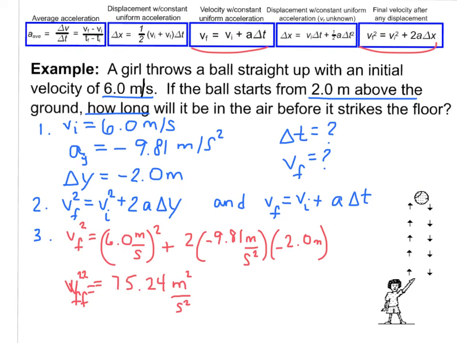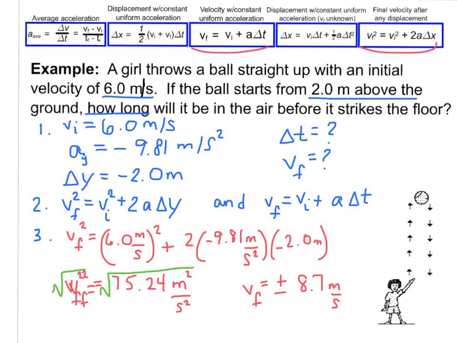That is not the final answer, though. That is the final velocity squared. In order to actually find my final velocity, I need to take the square root of this side and the square root of this side. That will end up giving me my final velocity, and that will be either plus or minus 8.7 meters per second. And I know that from math: 8.7 squared is going to give me 75.24, or negative 8.7 squared will also give me 75.24.